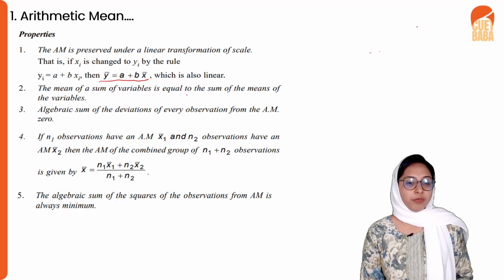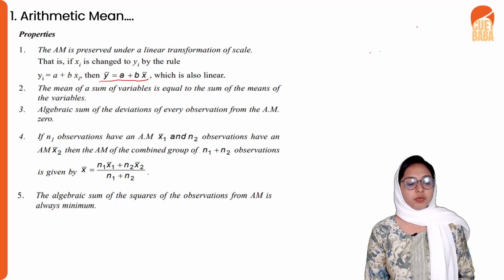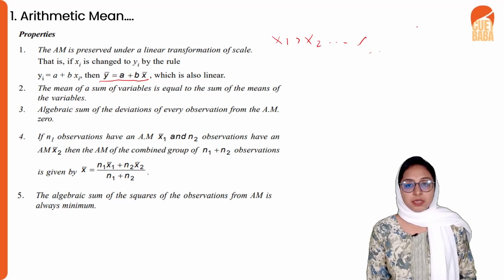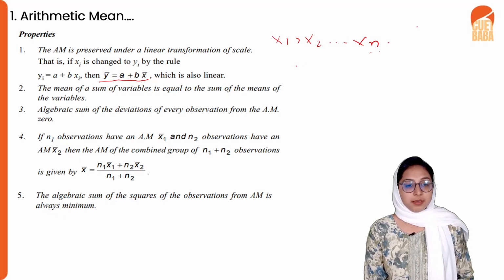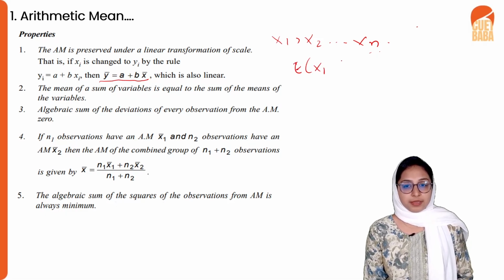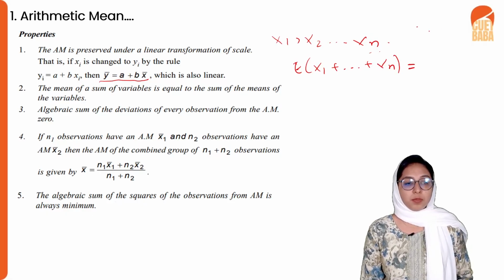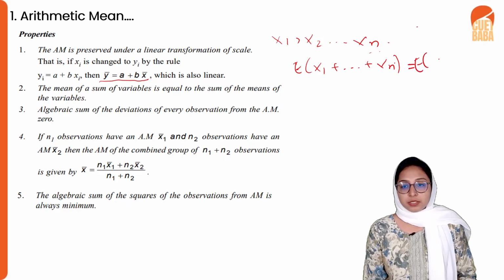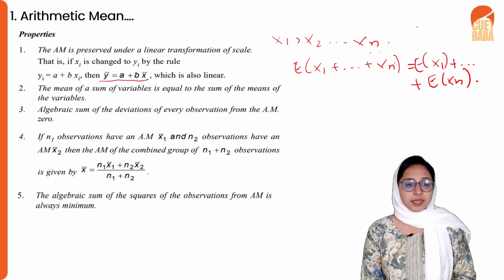Okay, let us look into the second property. The mean of sum of variables is equal to the sum of means of variables. Let us consider x1, x2, etc., xn as independent variables. And it is saying that the mean of sum of variables, which is expectation of x1 plus etc. plus xn, will be equal to the sum of means of variables. Sum of means of variables is nothing but expectation of x1 plus etc. plus expectation of xn. This is the second property.